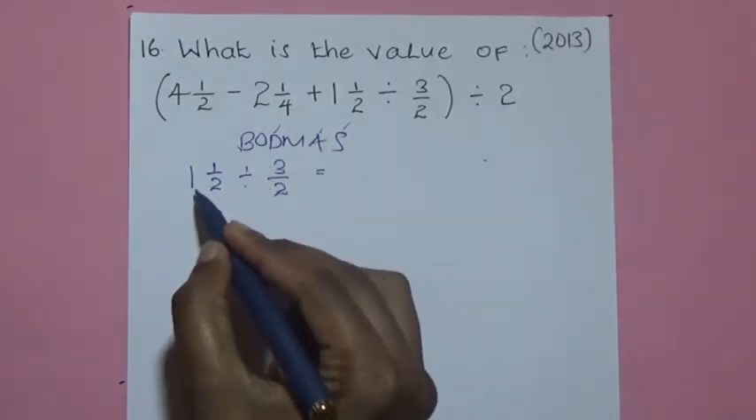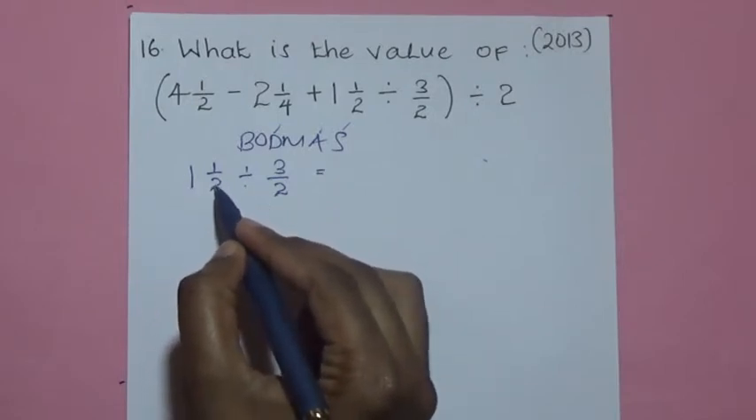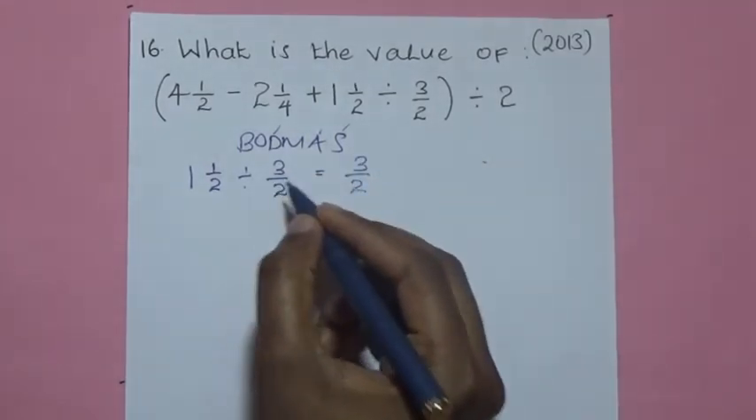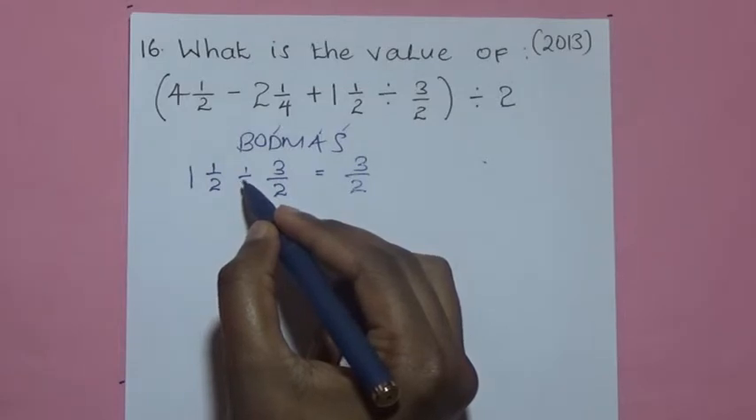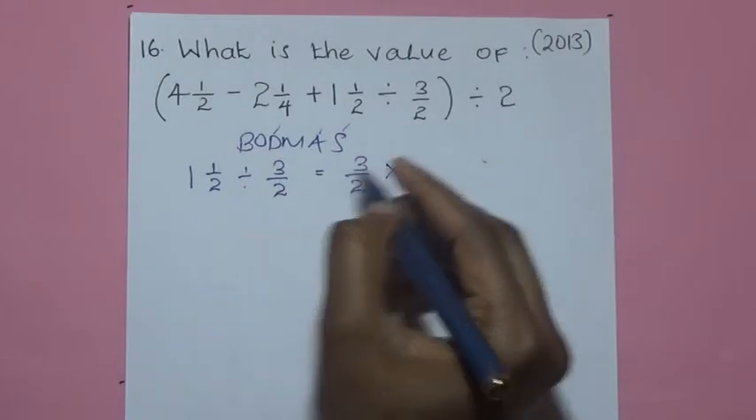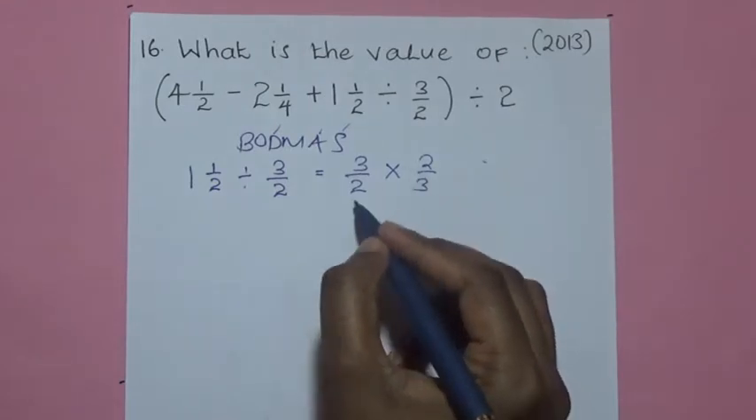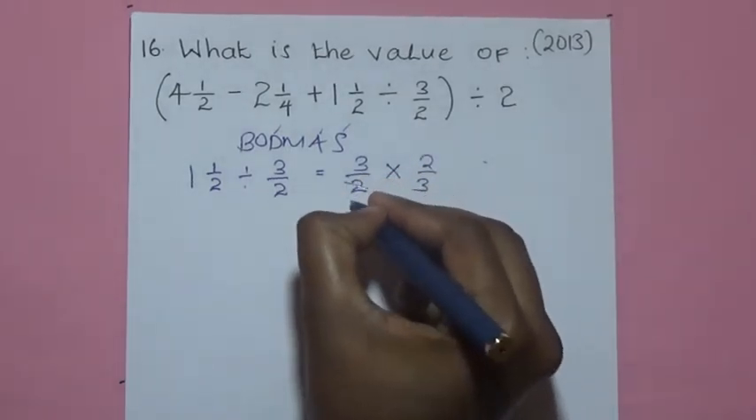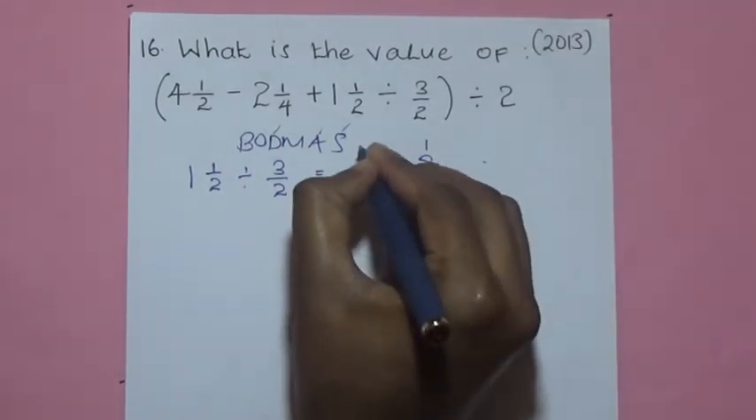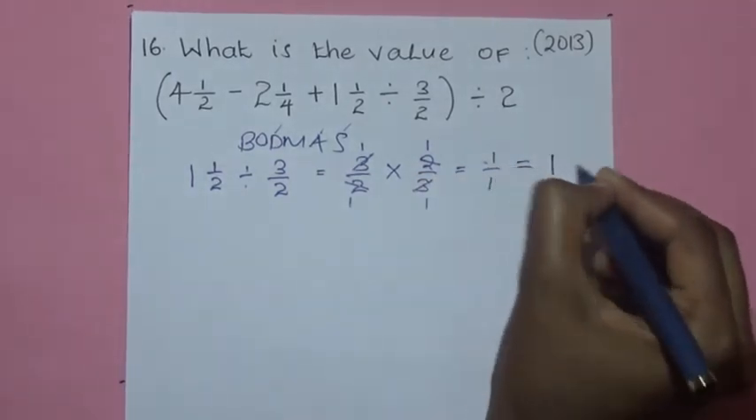We change 1.5 into an improper fraction. This will be 1 times 2 is 2, plus 1, we have 3, so we have 3/2. Then we change the division sign into multiplication, and the reciprocal of 3/2 will be 2/3. And then we can simplify this. 2 divided by 2 is 1, 3 divided by 3 is 1, so we get 1/1, which is the same as 1.